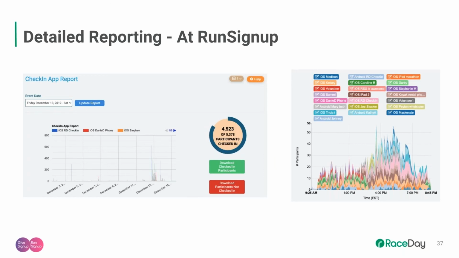Detailed reporting at RunSignup. So a lot of you might have said, well, why do I have to change the device name and all this? Well, you have a big report under your RaceDay tools, and you can see total number of people checked in, but then it also breaks down by day, by device. So if I hover over this in RunSignup, it'll break down how many people that device checked in. Now, if you leave everything as iOS RD check-in, or a lot of times it'll say Android, Android RD check-in.